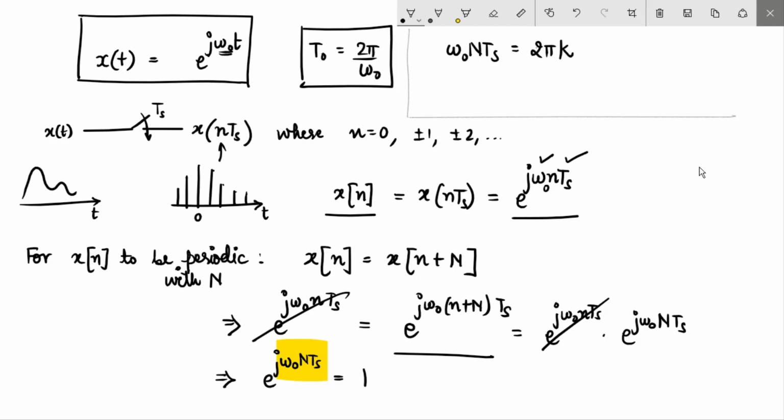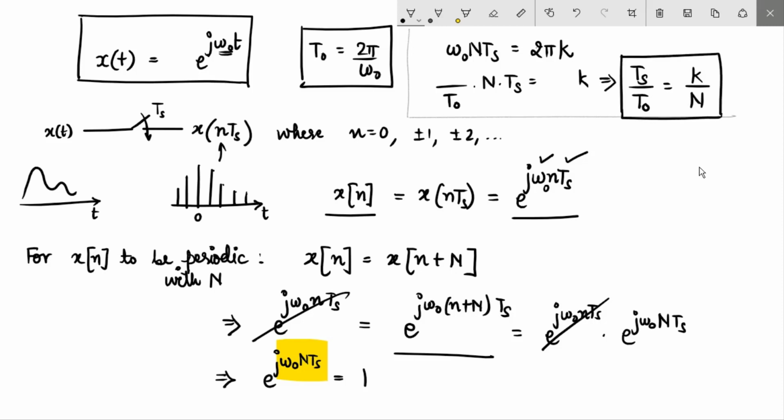Now, what is omega naught? Omega naught is 2 pi by T naught, so 2 pi by T naught into N into Ts is equal to 2 pi k. The 2 pi and 2 pi get cancelled, and we can say that Ts upon T naught should be of the form k by capital N. Now, in the minimum form, with the minimum value of k, whatever is in the denominator would be the fundamental time period. So this condition should be met while sampling a continuous time signal to ensure that the sampled signal is also periodic.